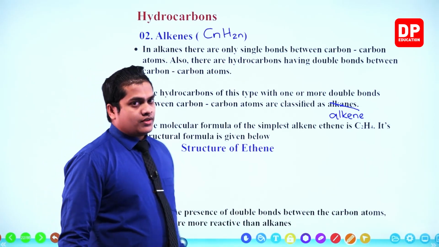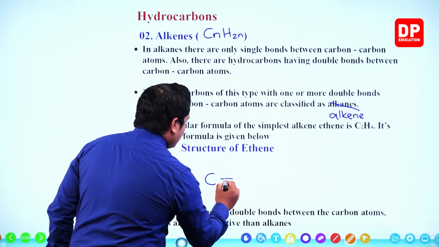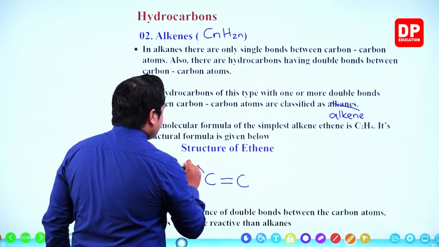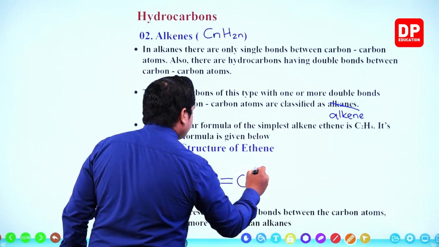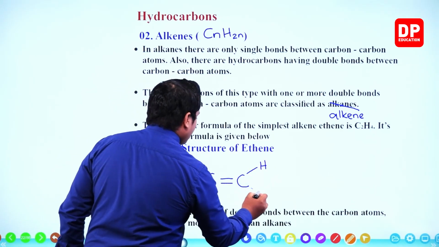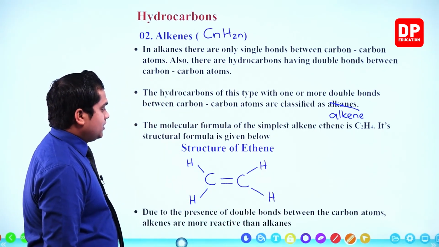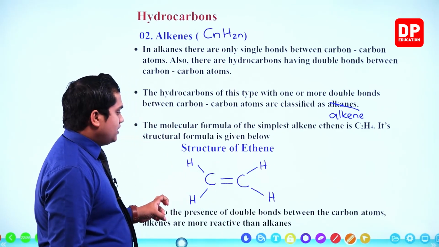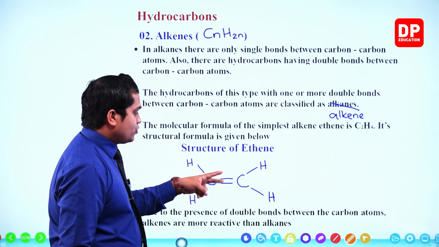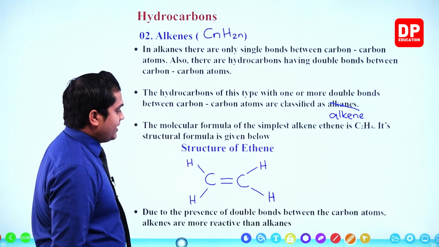Now let's draw the structure of ethene. I told you that ethene contains a double bond like this. Then all the other bonds are single bonds: 1, 2, 3 and 4. So this is ethene, 4 hydrogen atoms with the double bond between the 2 carbon atoms. This is the structure of ethene.